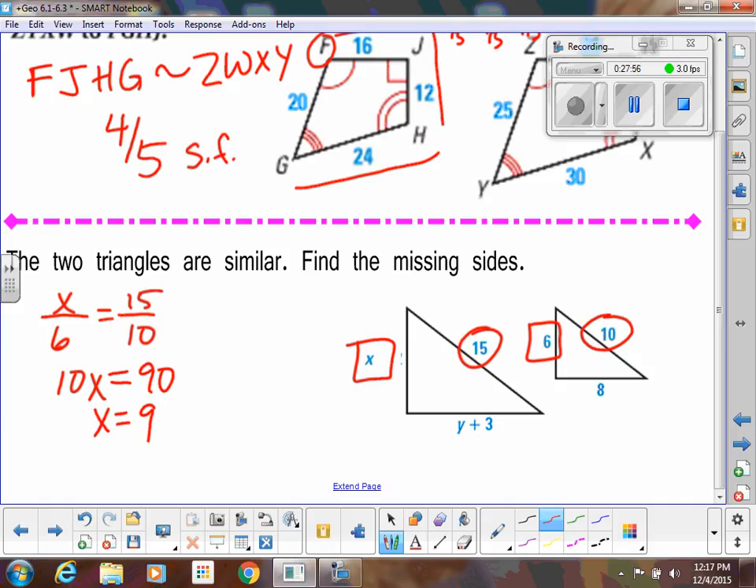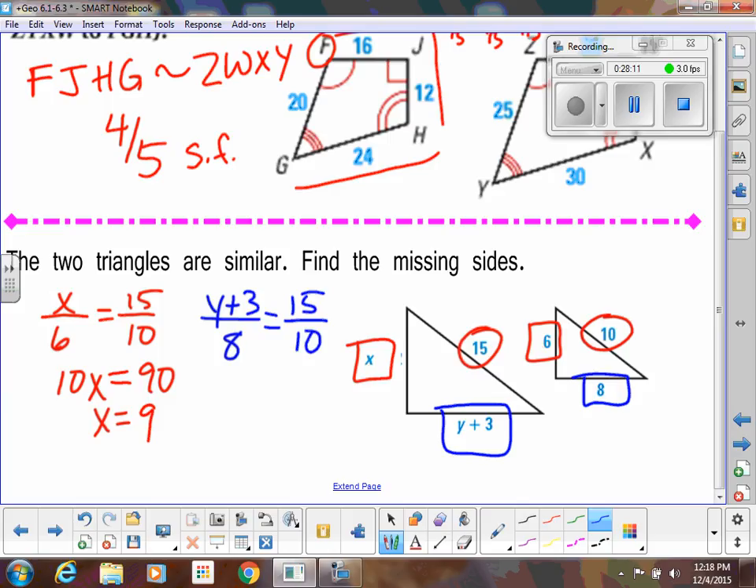And now we need to do the Y plus 3 one. So I'm going to do Y plus 3 and 8. So I'm going to keep that 15 over 10. I'm going to do Y plus 3 over 8 is equal to 15 over 10. So I'm going to have 10 times Y plus 3 is equal to, let's see, 80 plus 40, it will be 120.